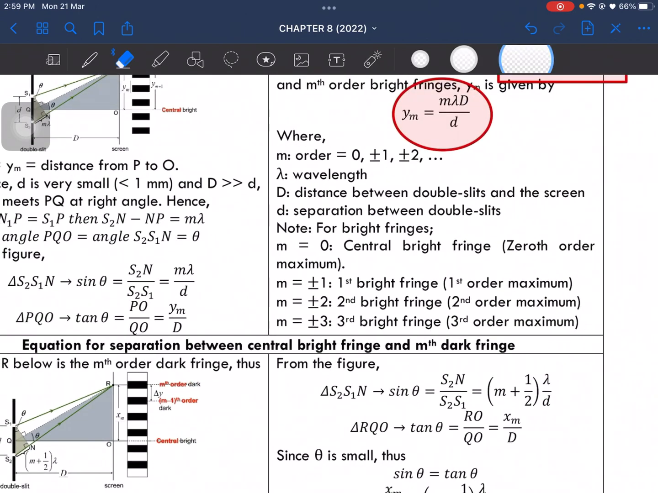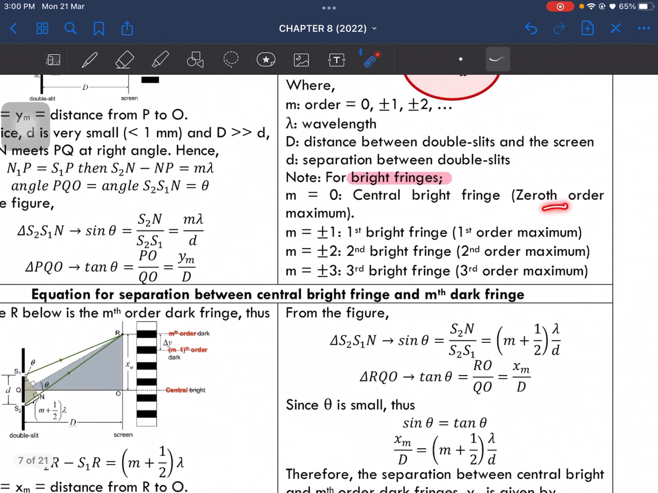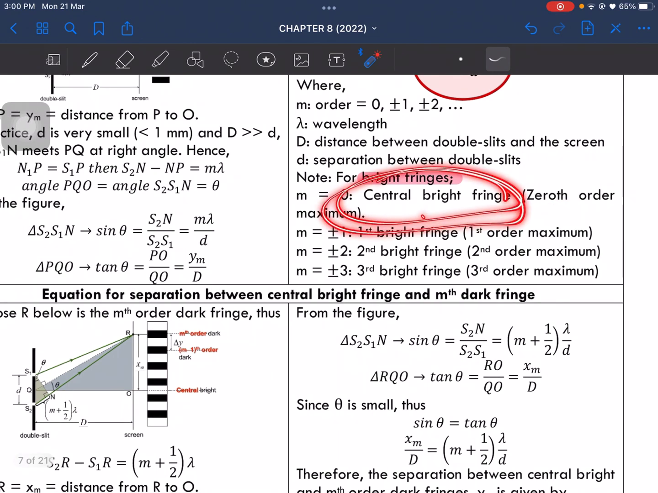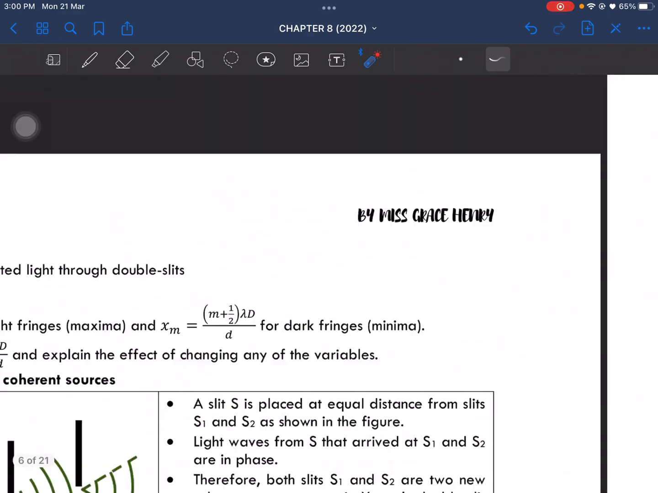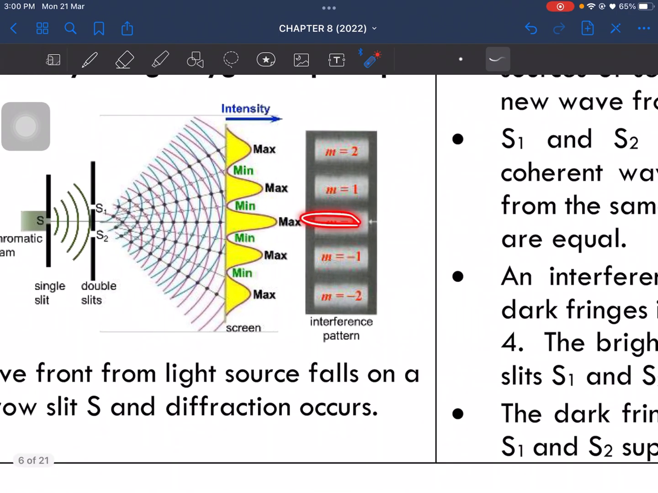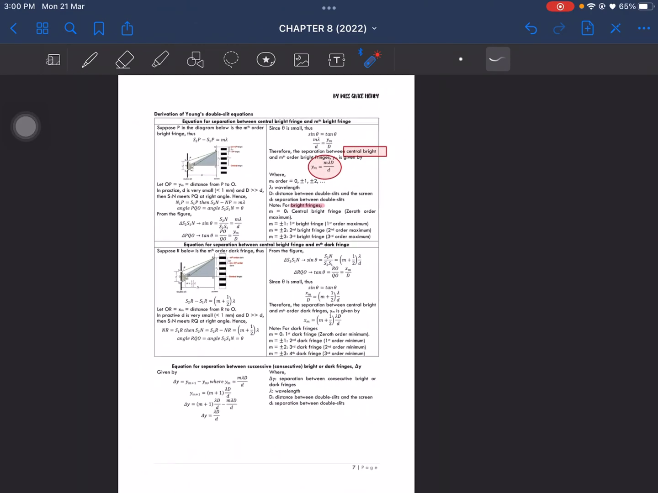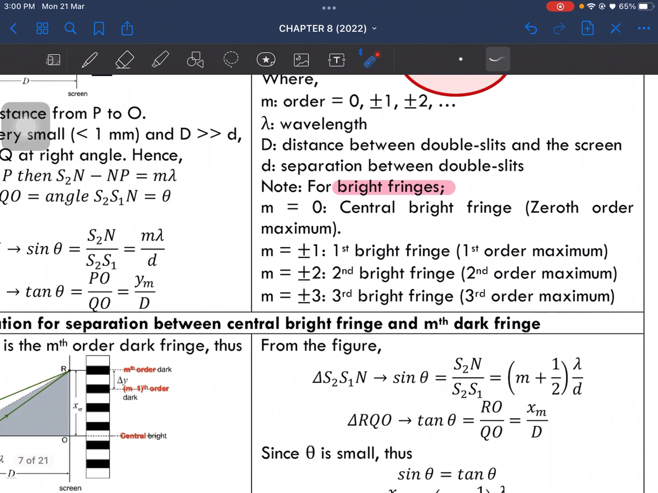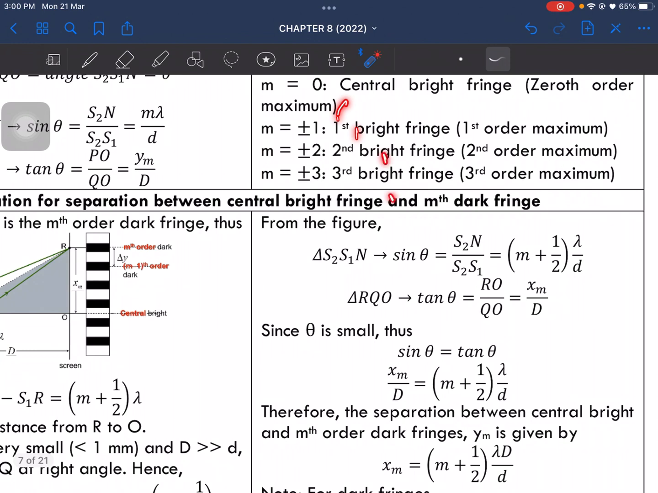Note for bright fringes, m equal to 0 is the zeroth order maximum, which is the central bright fringe. Plus or minus 1 is the first bright fringe, so that is the first order maximum. If you are confused, look here. m equal to 0 produces a bright fringe, the central maximum. Then the second bright fringe is the first order bright fringe, and it goes on like I am saying now: 1, 2, and 3. So zeroth, first, second, third bright fringe, but the first one is the first order maximum.